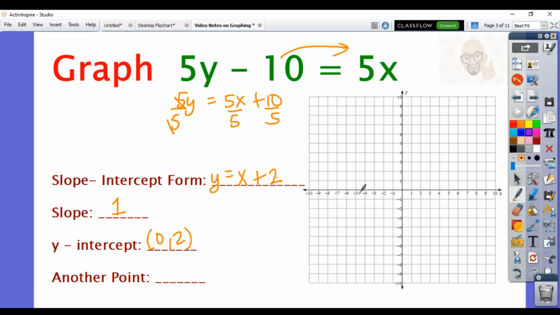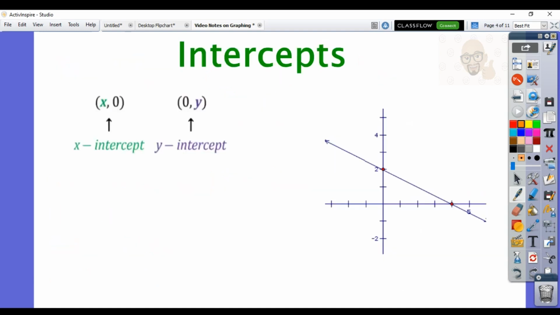That means we're going to start at (0, 2) and go up from here. The slope of 1 means 1 over 1, so you go up 1 over 1, up 1 over 1. If we connect them all, that's our equation. Another point there will be (1, 3). Let's move on to the next one.